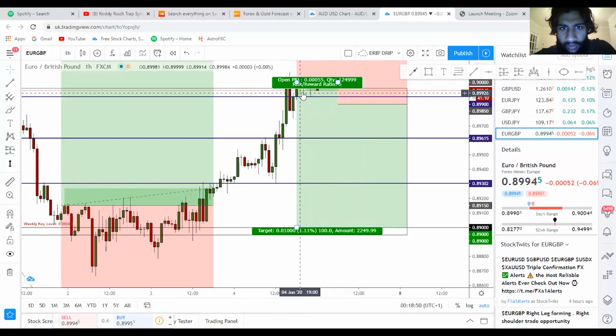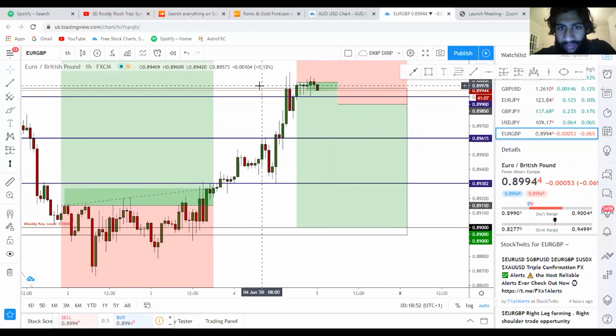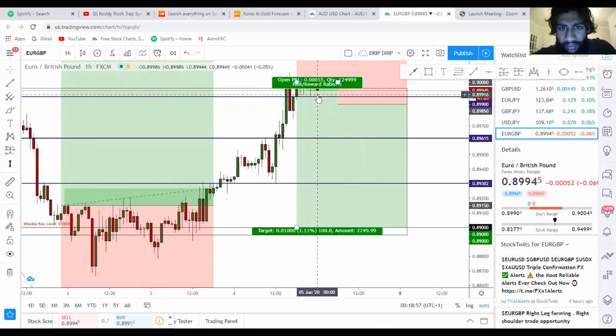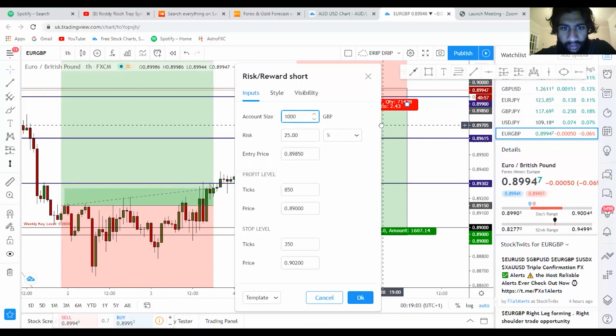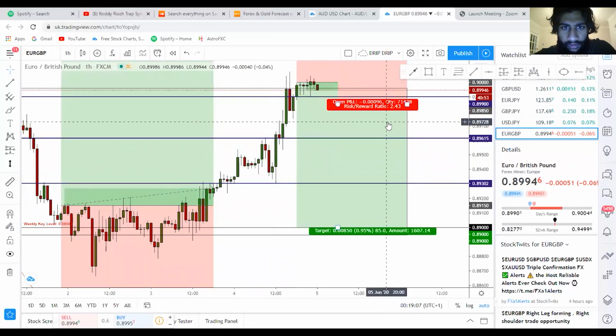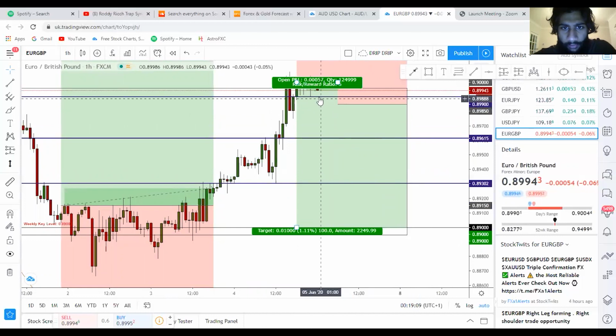So currently price seems to be somewhat ranging around here as well, right? If you can look. The point is, if it was to break this, I expect it to come lower, right? So I've got this trade over here. It's going to be about 1 to 2.5-ish risk reward on this. It will be activated upon a break of this.